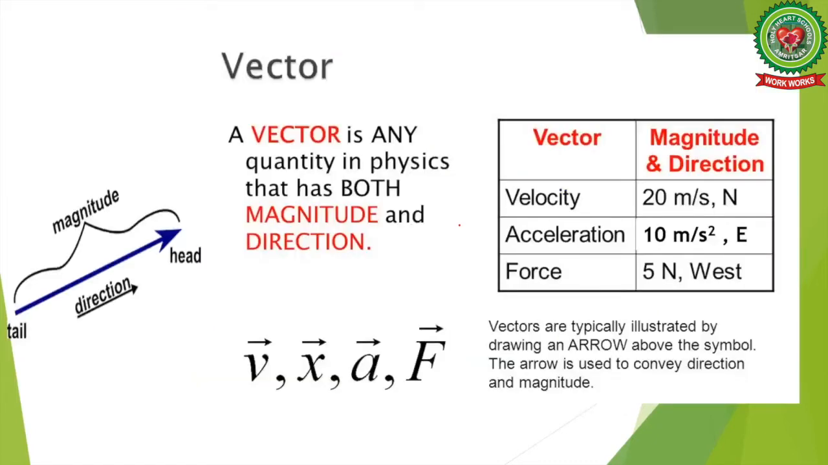Now, in this chapter, we focus only on vector quantities. You already know that velocity is a vector quantity because it has magnitude and direction, like 20 meters per second in north. Similarly, acceleration and force are examples. And students, we always represent a vector by its symbol with an arrow above it. So why do we put this arrow? This arrow is used to convey direction and magnitude. So whenever you represent a vector, you have to put its symbol with an arrow. This is the pictorial representation of a vector.